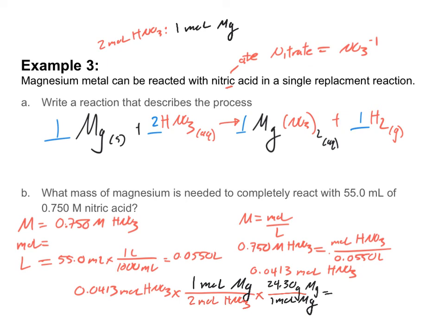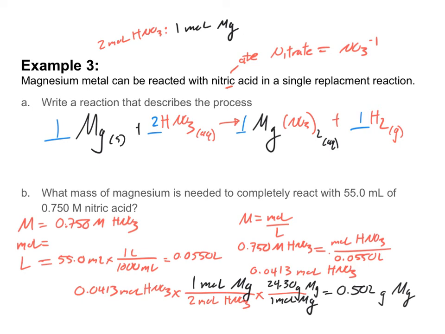So when I plug this in the calculator, 0.0413 divided by 2 times 24.30, I get something like 0.502 grams magnesium. So that tells me that I need 0.502 grams of magnesium, roughly half a gram of magnesium, to react with all of the nitric acid. Okay?